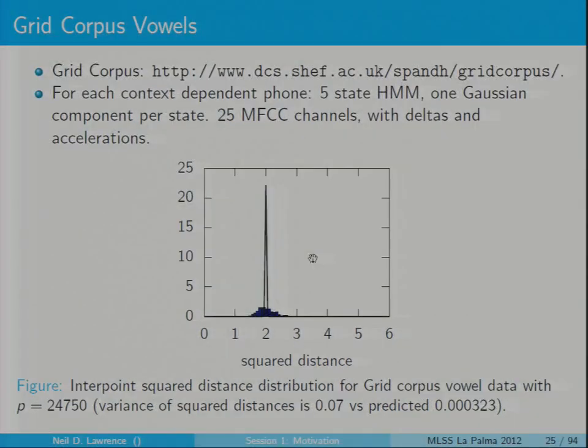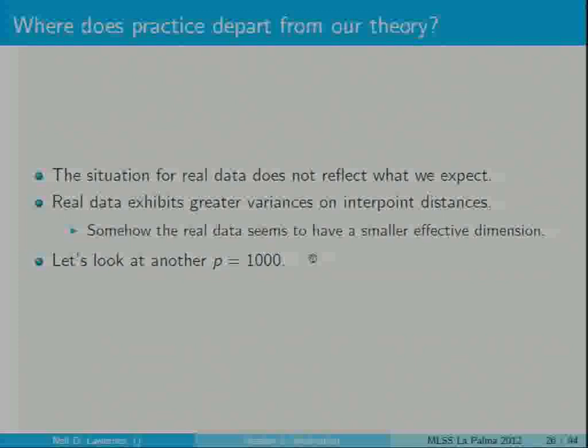We see the same thing, less pronounced than the gene expression. So very high dimensional data is basically not reflecting what we saw in the theory. The situation for real data does not reflect what we expect. So what's going on? Why does real data not conform to maths? It's very naughty. Okay, something's gone wrong in our assumptions about what's going on in the maths.